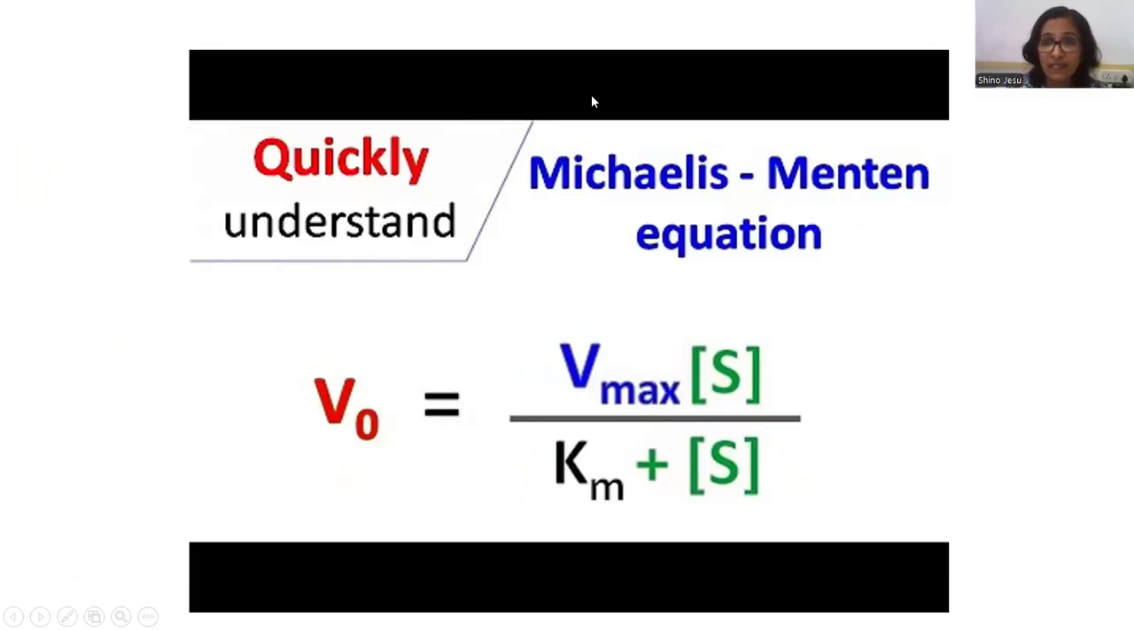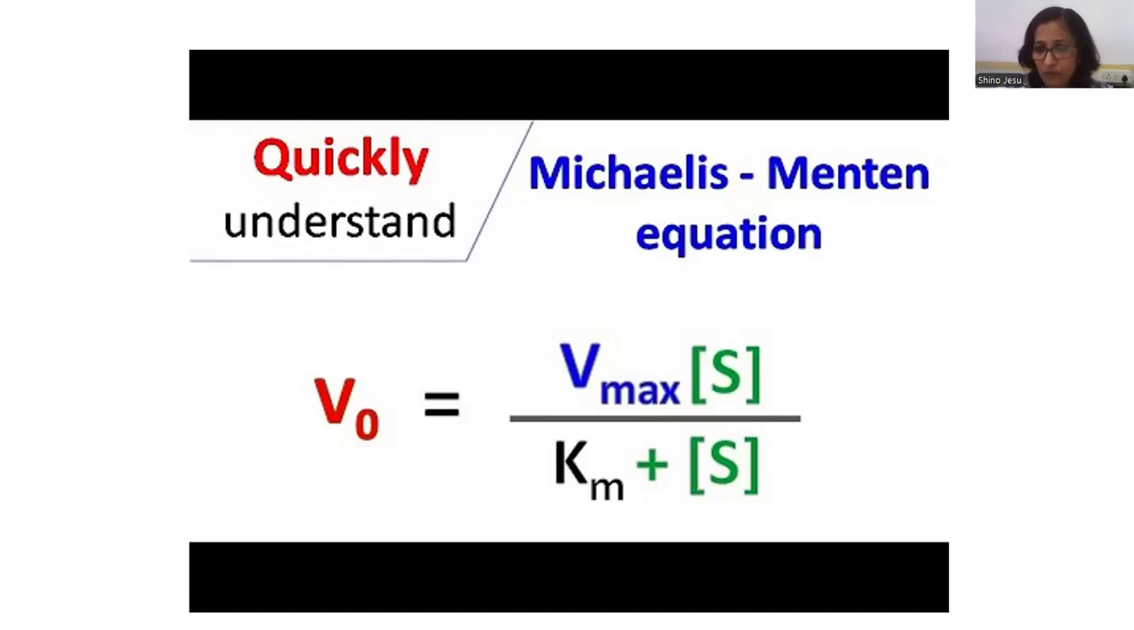So quickly, I'm going to start with the Michaelis-Menten equation. I'm not going to do the derivation of this equation. I'm starting from the Michaelis-Menten equation as such: V0 is equal to Vmax into substrate concentration upon Km plus substrate concentration.